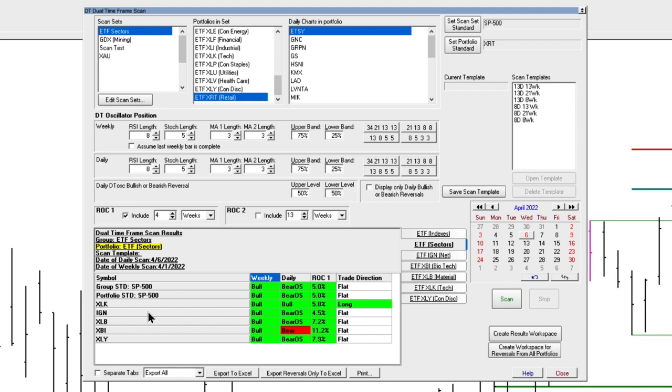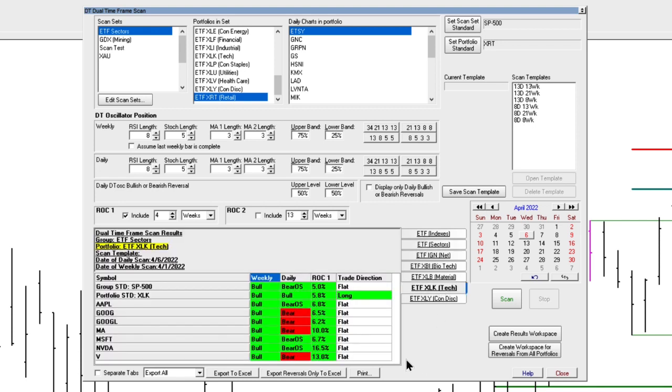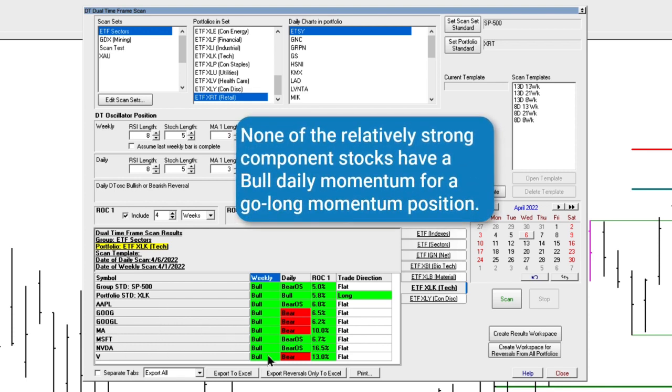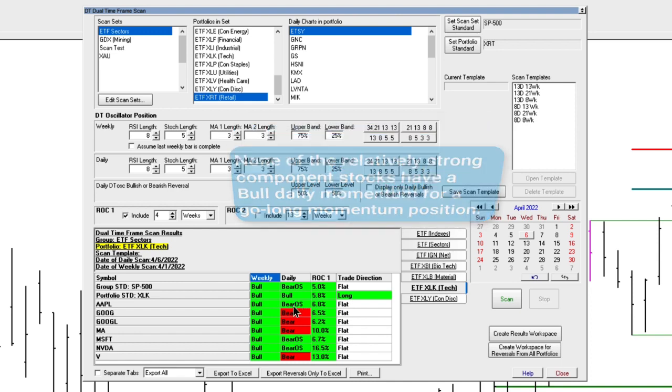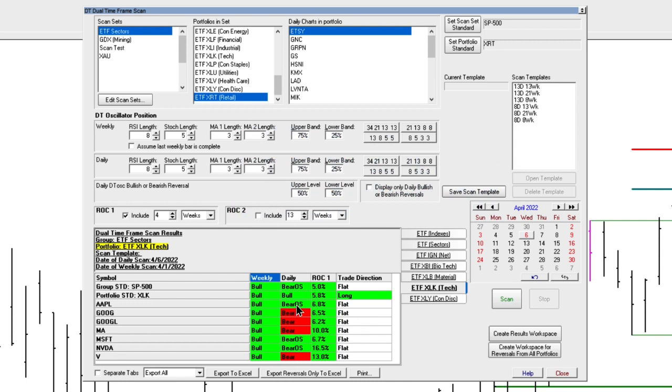So I'm just going to bring up this one, XLK. As of today, this would certainly be one we'd want to take a look at. XLK is the tech sector, and tech's relatively strong. All of their component stocks like Apple, Google, Microsoft, etc., their weekly momentums are bullish, but their daily momentums are oversold. The reason it's green in here when they're oversold is like an alert. Although it hasn't made a reversal yet for the dual time frame trade setup, we want to be alert to it because within a day or two they will make bull reversals.